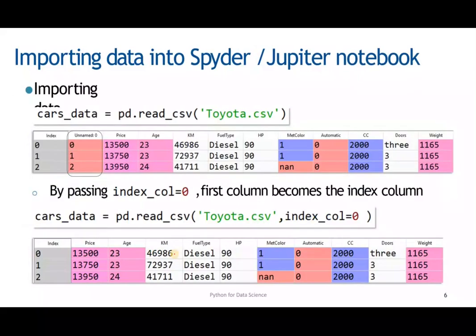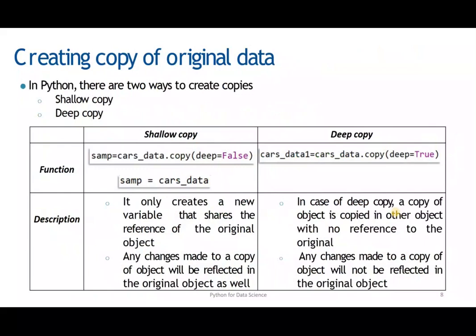We have seen all these steps already. So here you can see importing the file. This time I'm using a different data set, toyota.csv, and with index_col=0, the first column becomes the index column. I have used this particular command here. Now the next new thing that we are going to learn is creating a copy of the original data. So how do we do this?